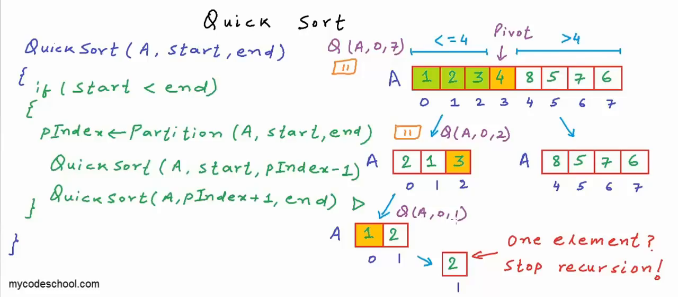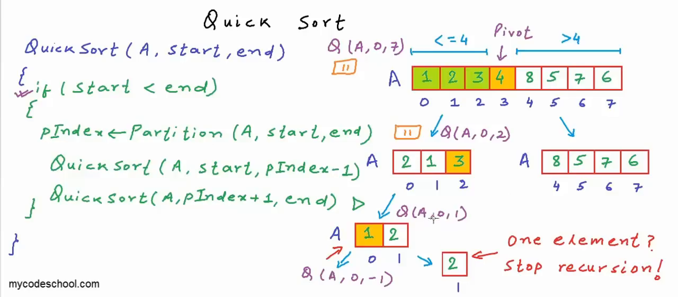We will go to Q A 0 1. 0 once again is less than 1, so partition will run. We are already showing the partitioned segment here, and first a call will be made to Q A 0 and the partition index here is 0, so we will make a call like this. Now start equals 0 and end equal -1 is an invalid segment, but our code is taking care of it. We will not go inside the if condition here for this particular call, and this particular call will simply finish and exit. So this will simply return without doing anything.